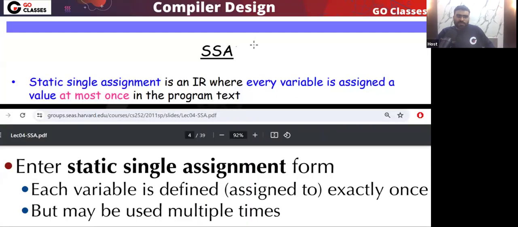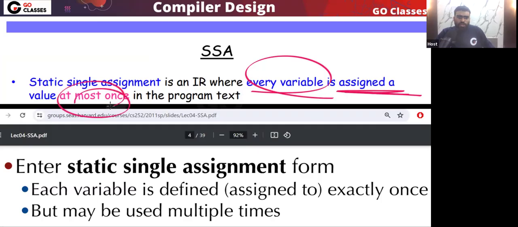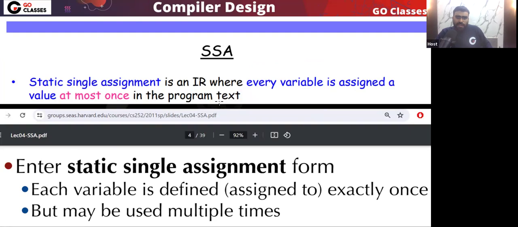So we have seen what is SSA. SSA means static single assignment. This is an intermediate representation where every variable is assigned at most once in the program text. All these things matter. In the program text, every variable is assigned at most once. So very simple points.